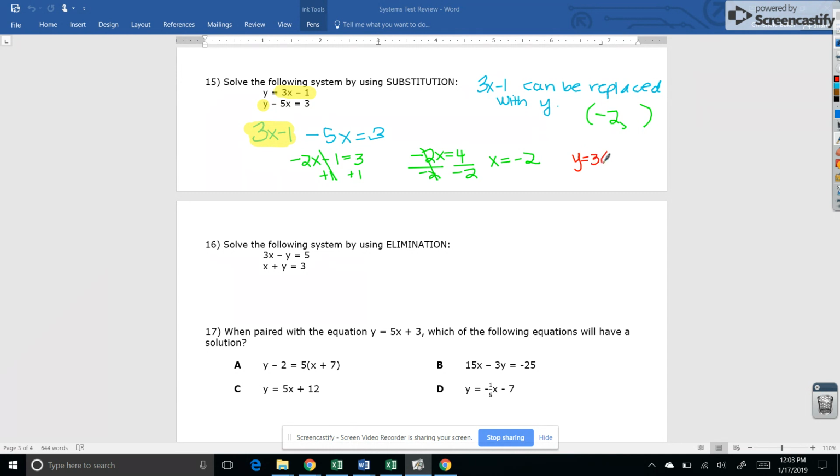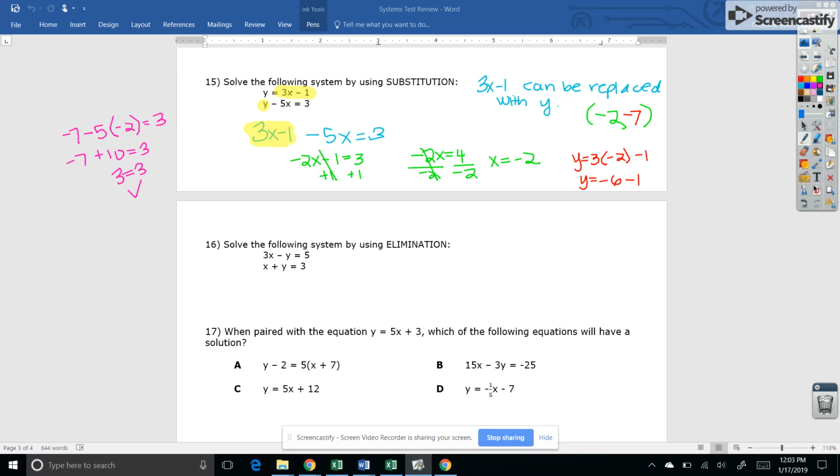So y is equal to 3 times negative 2 minus 1. I'm just substituting again. I know what x is equal to. So I'm substituting it in for x, negative 2. So 3 times negative 2 is negative 6. Subtracting 1 gives me negative 7. So I can check this. I can go into my other equation and make sure that this works. So y minus 5 times x equals 3. Negative 5 times negative 2 is positive 10, and negative 7 plus 10 is 3. It works.